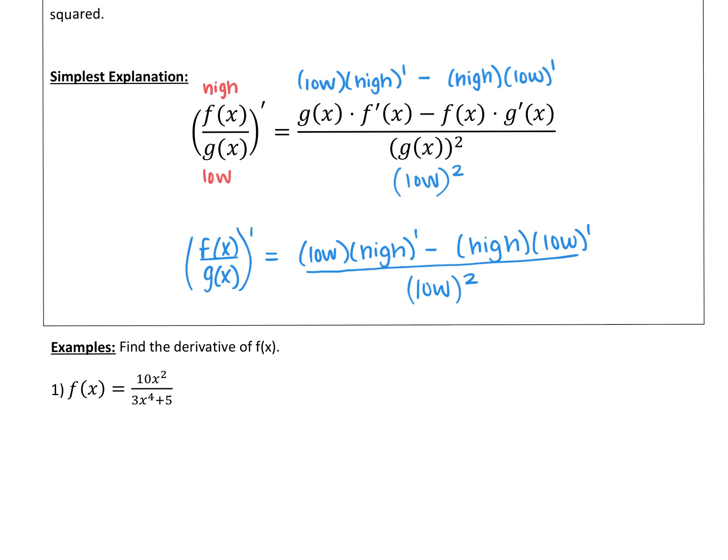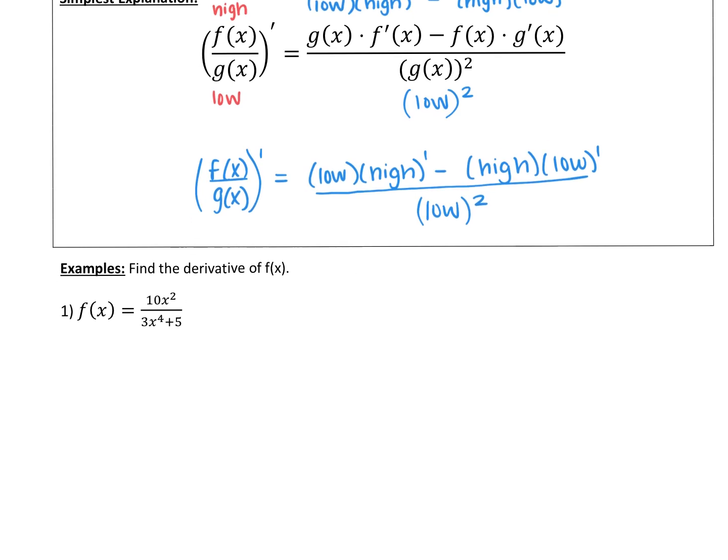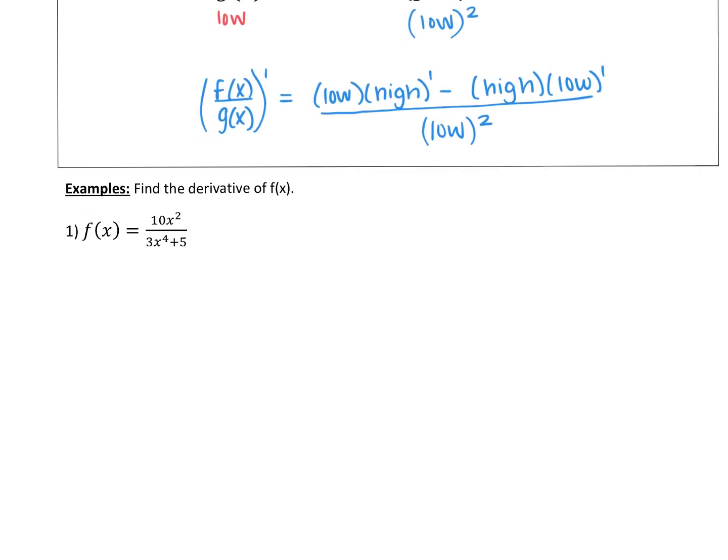So let's take a look at an example and see if we can do one together. So problem number 1 says, find the derivative of f of x. So let's label the top function as my high function and the bottom function as my low function. And to find f prime of x, or my derivative, we're going to do the same formula. So we're going to take low and multiply it by the derivative of high. So the low function we're going to leave as 3x to the fourth plus 5. Now we're going to multiply this by the derivative of the high.